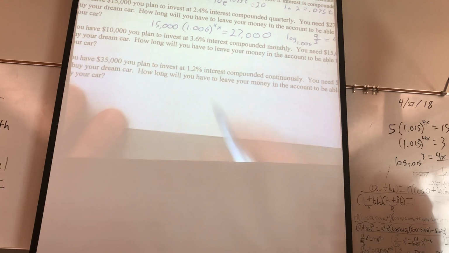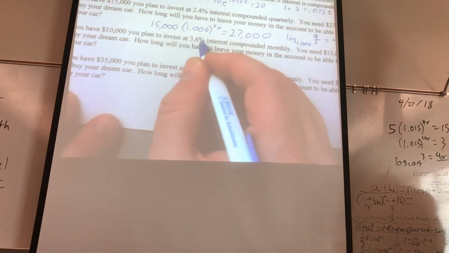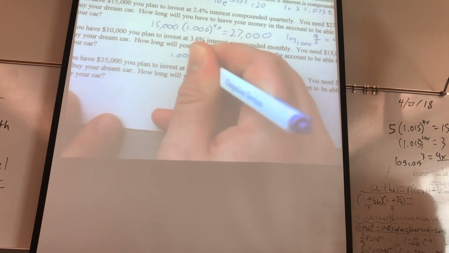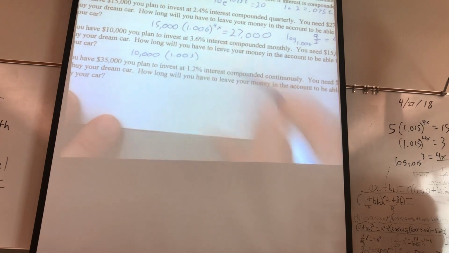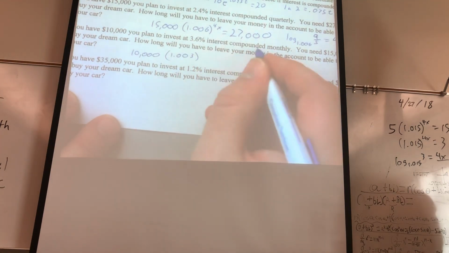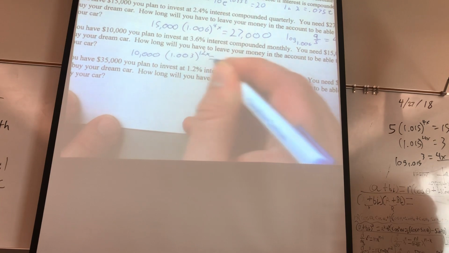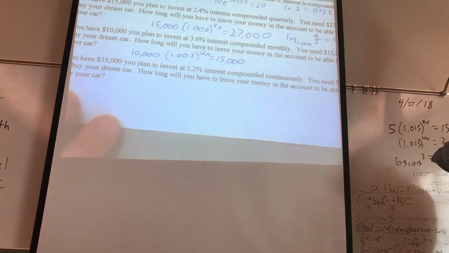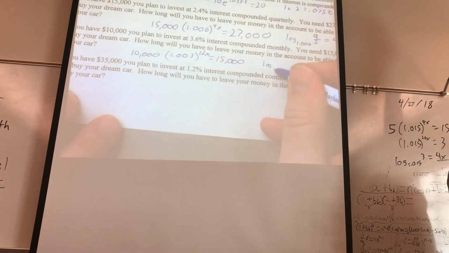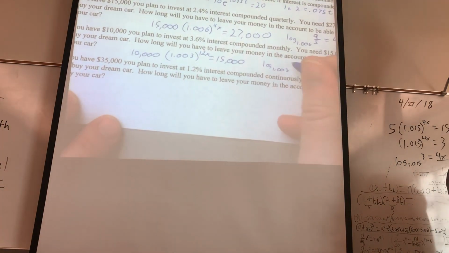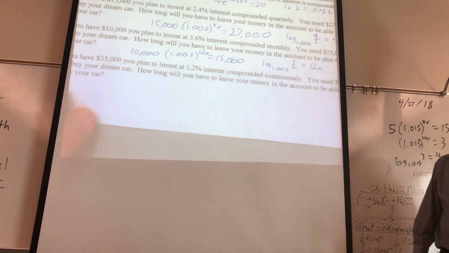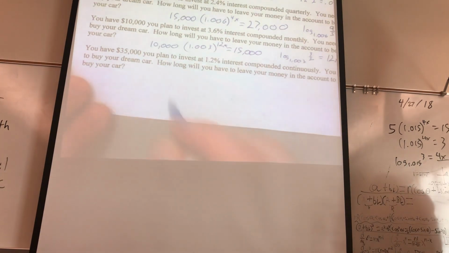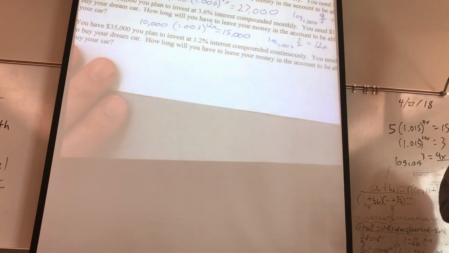You have 10,000 you plan to invest at 3.6 compounded monthly. This is divided by 12, so 1.003. That's 10,000 times 1.003 to the monthly, that'd be 12x, is equal to 15,000. So that's going to be the log base 1.003 of 15 over 10, which would be 3 over 2. And that equals 12x. So you're going to need to divide by 12 to go from number of months to number of years. Then your 35,000 compounded continuously.